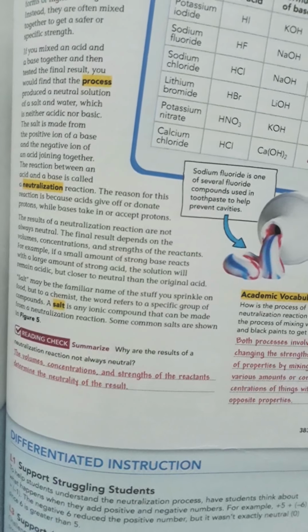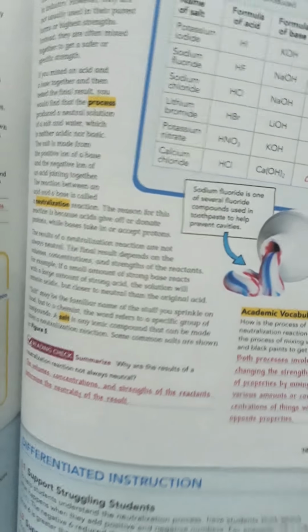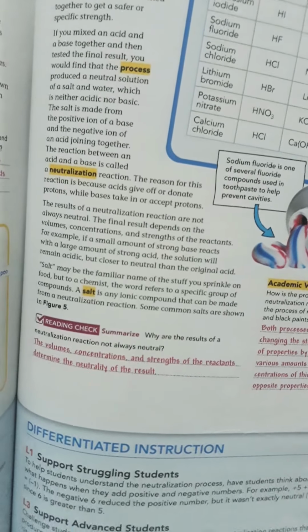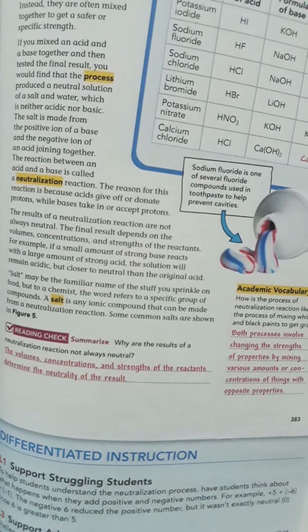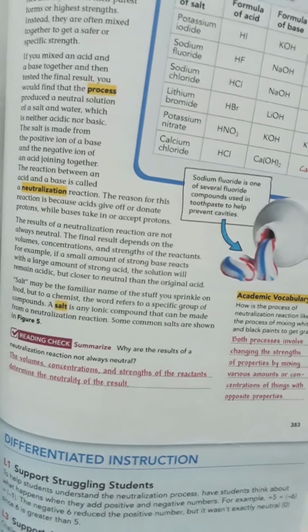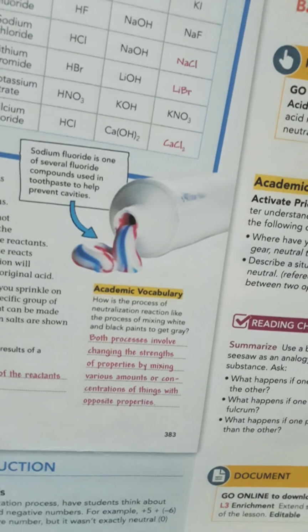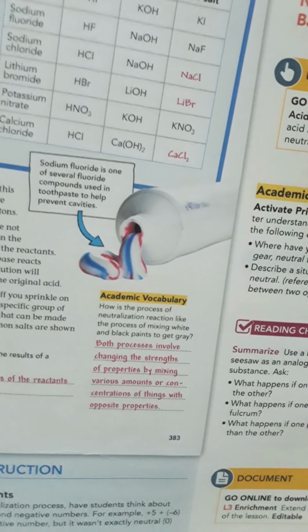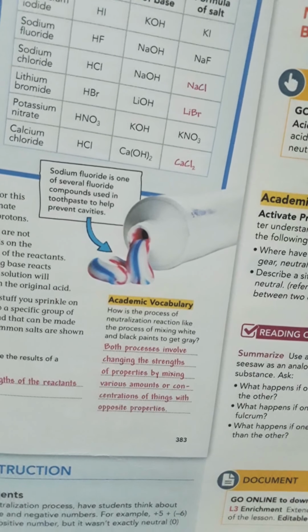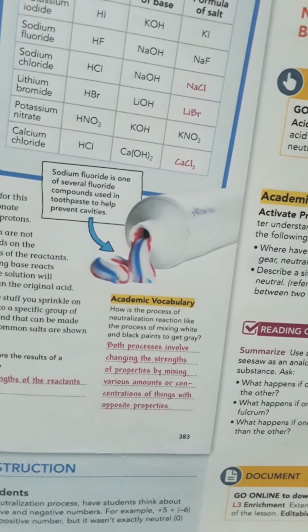Reading Check: summarize why the results of a neutralization reaction are not always neutral. The volumes, concentration, and strength of the reactants determine the nature of the result. Academic vocabulary: both processes involve changing the strength of a property by mixing various amounts or concentrations of things with opposite properties. Next page is the Lesson 5 Check to finish up the lesson.